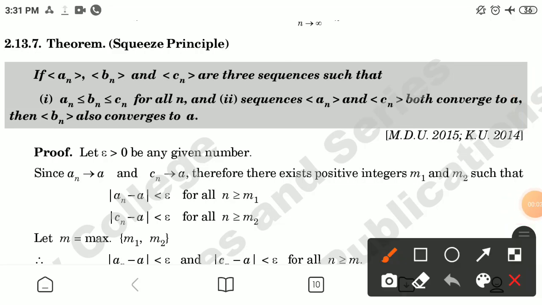Dear students, in continuation with theorems on limits, the next result is the squeeze principle. If a_n, b_n and c_n are three sequences such that every term of b_n is between a_n and c_n for all n, and the sequences a_n and c_n both converge to a, then b_n also converges to a.